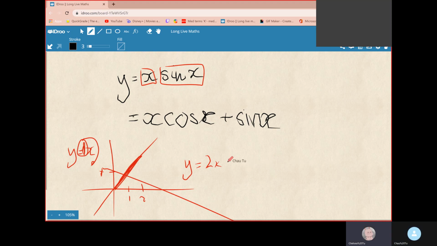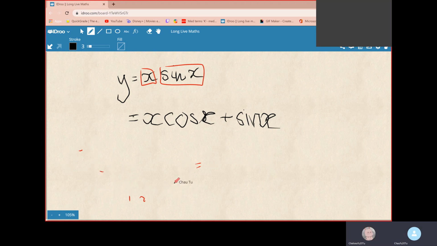Anyway, so you differentiate the first and leave the second alone. And what goes in here, Chelsea? You can't leave it blank. If you leave it blank, people will assume it's just y. dy by dx.